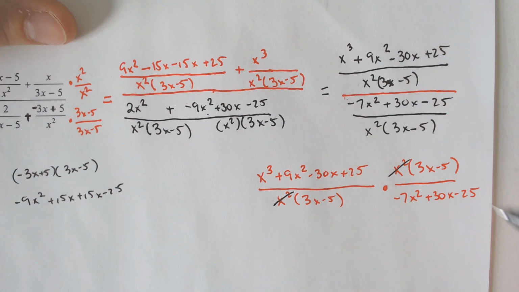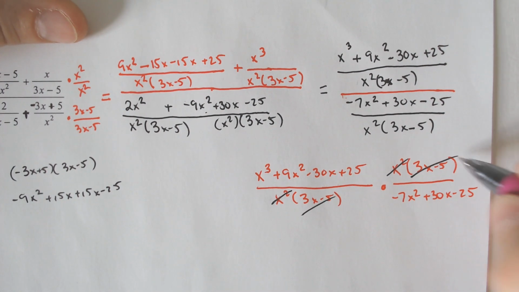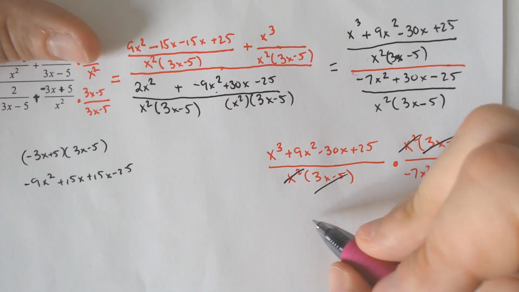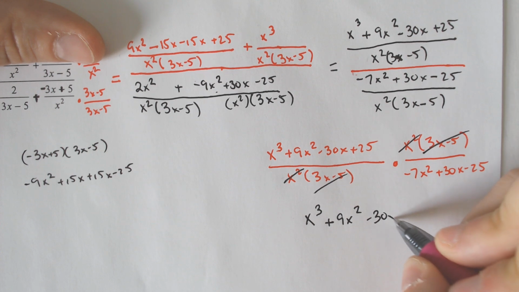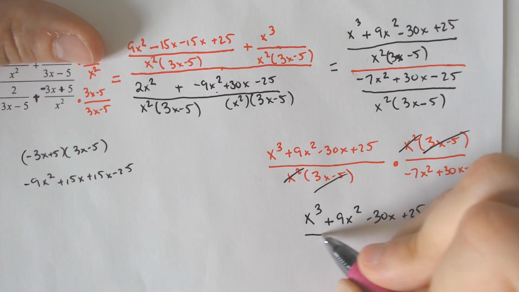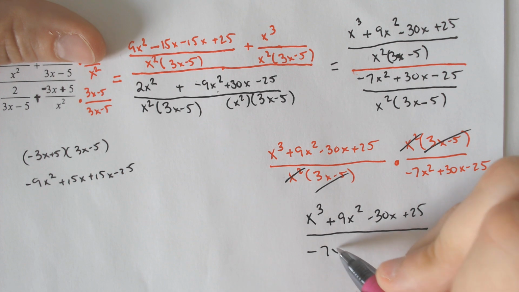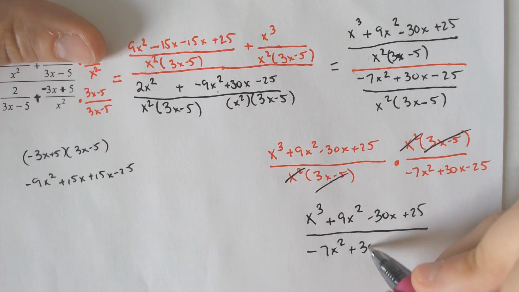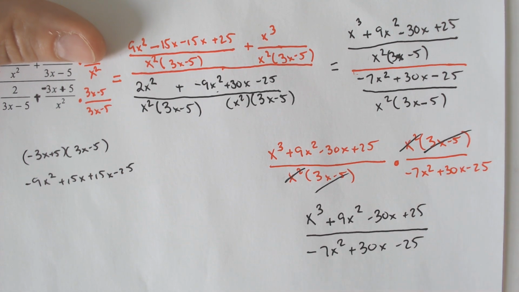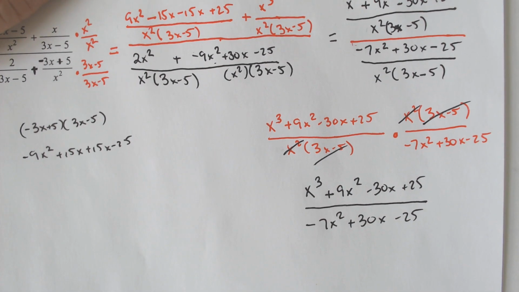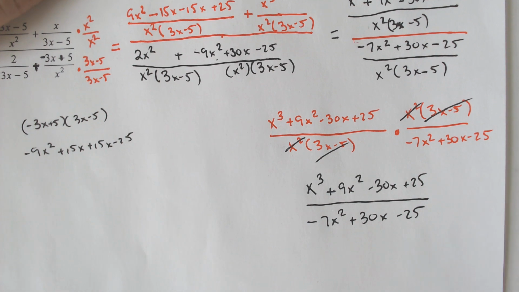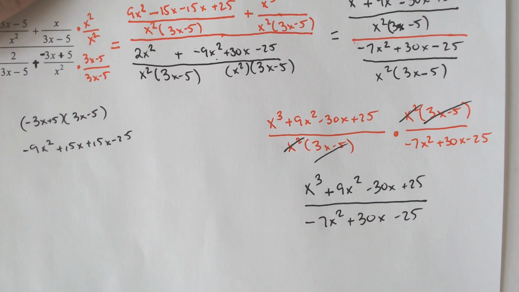Here, x squareds cancel. Woohoo! And 3x minus 5s cancel. Yippee! So we're left with a final answer of x to the third plus 9x squared minus 30x plus 25 all over negative 7x squared plus 30x minus 25. Now we should see if either one of these factors, and they might, but I really don't think they do. No, I really don't think either one of them factors, so this is as far as we can go.